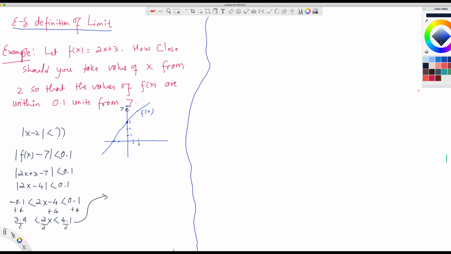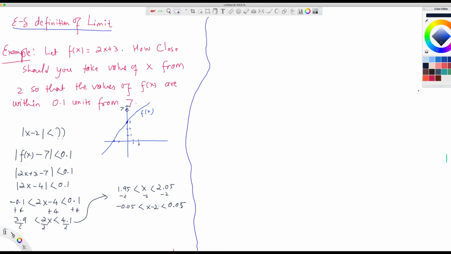You get 3.9 divided by 2 will be 1.95, which is less than x, which is less than 2.05. You see that? Now you want to get x minus 2, right? That means if there is a certain number, then you need the negative of that number less than x minus 2 less than the positive of that number. So you need the same number here and here. So let me subtract 2 from all sides. What do you get? You will get negative 0.05 is less than x minus 2 is less than 0.05.